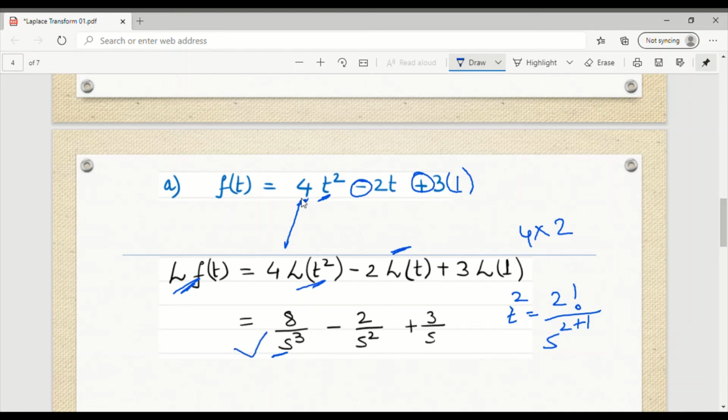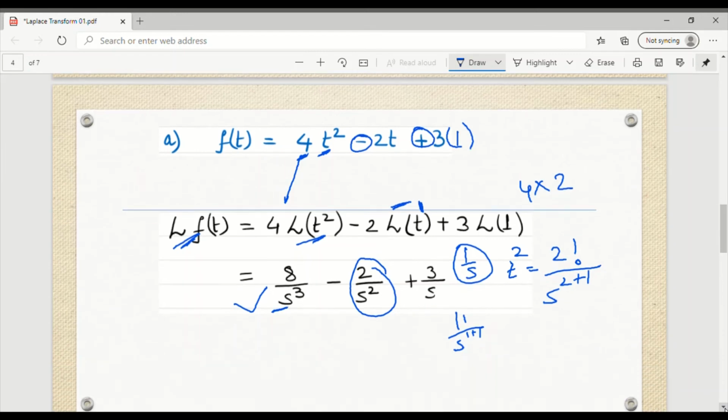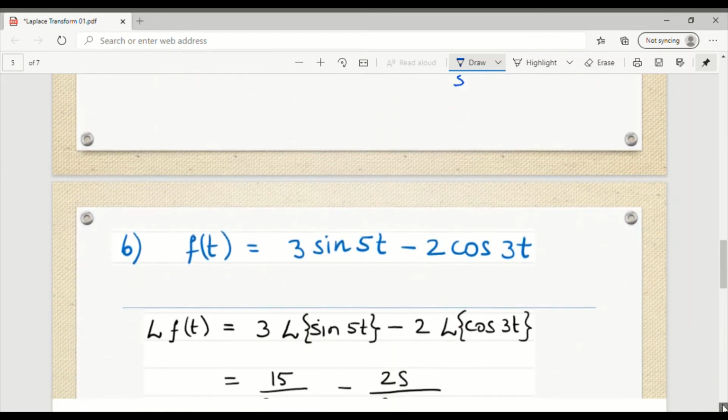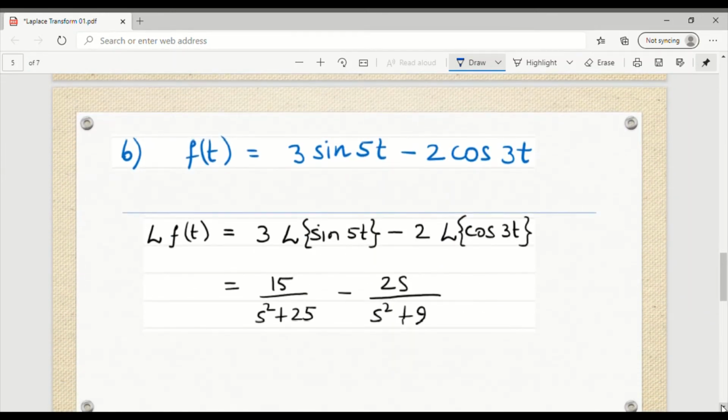Now what about my t? t is t to the power 1. So t to the power 1 will become factorial 1 by s to the power 1 plus 1. This is only 1 by s square, with the 2 it is 2 by s square. And then what is Laplace of 1? We know that the second formula is 1 by s. So 3 into 1 by s is 3 by s. So fine, we got this very first question solved. If f(t) is this much, then this is my Laplace transform. We are just writing down the formula in terms.